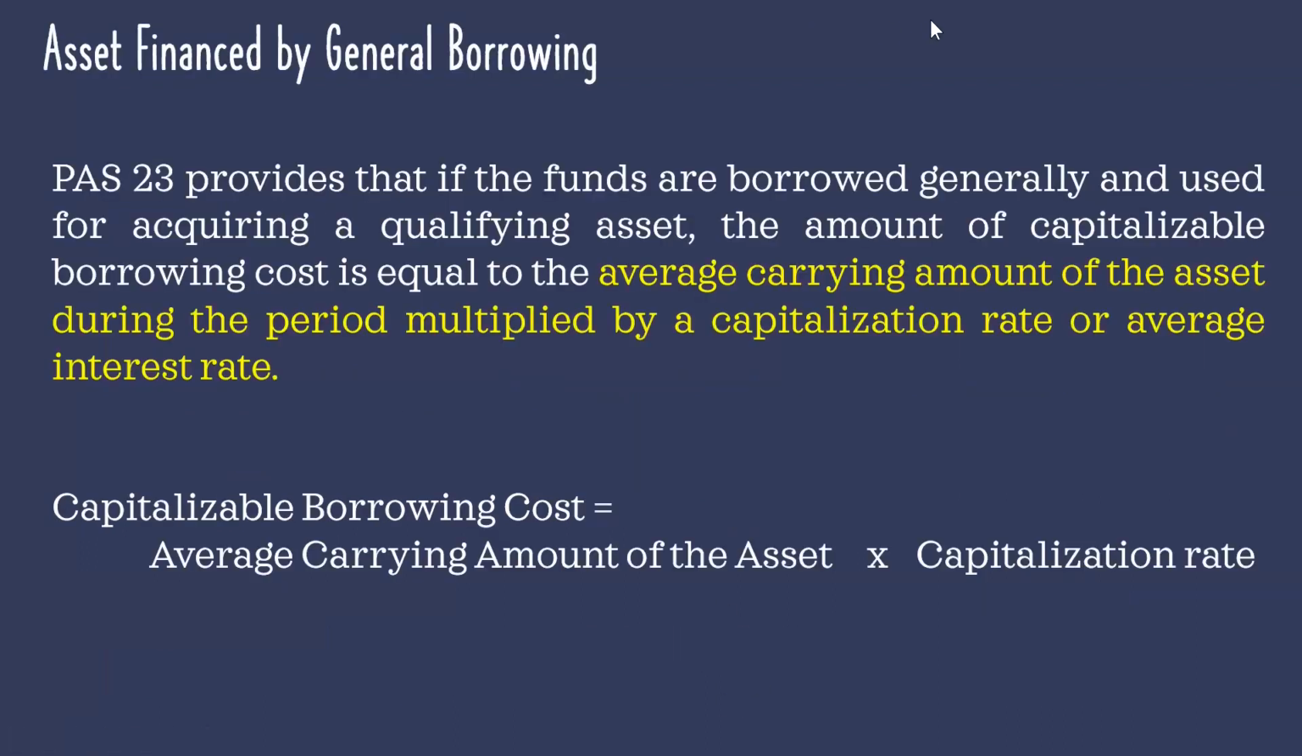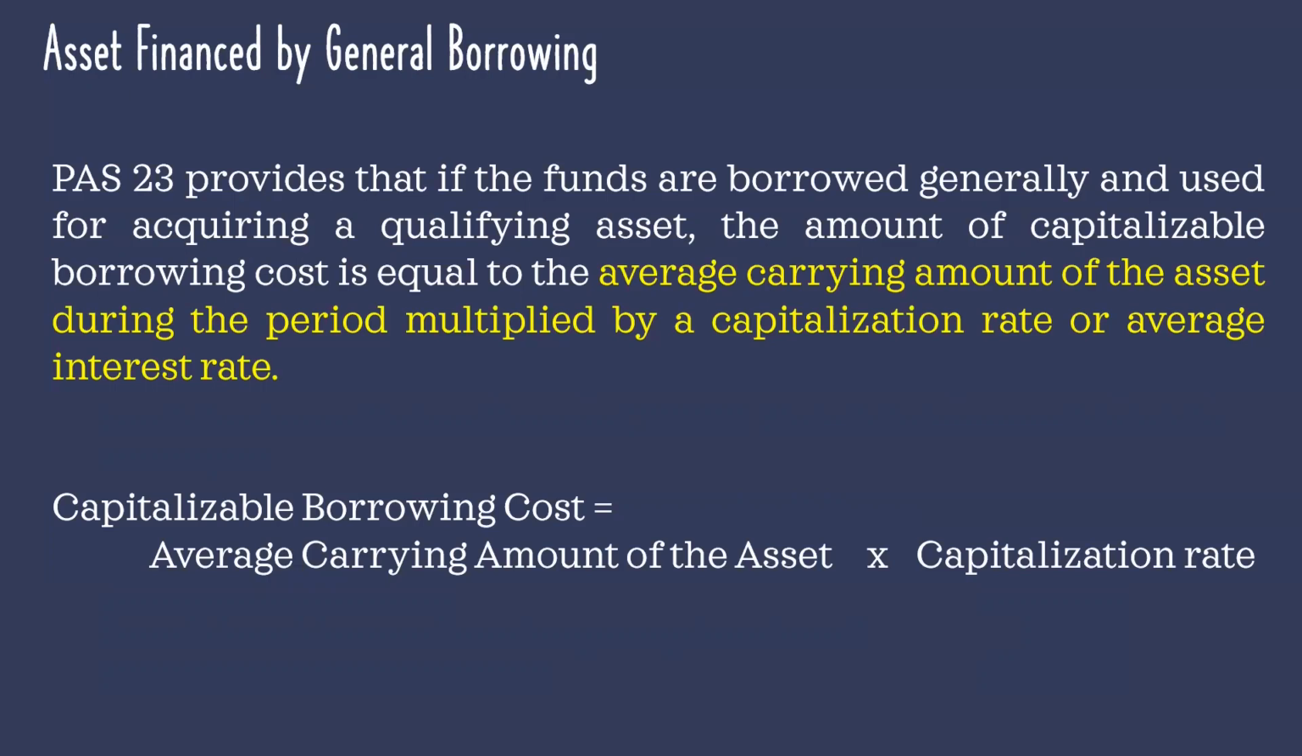Next, what if the asset is financed by a general borrowing? So ano naman ito? PAS 23 provides that if the funds are borrowed generally and used for acquiring a qualifying asset, the amount of capitalizable borrowing cost is equal to the average carrying amount of the asset during the period multiplied by a capitalization rate or average interest rate.